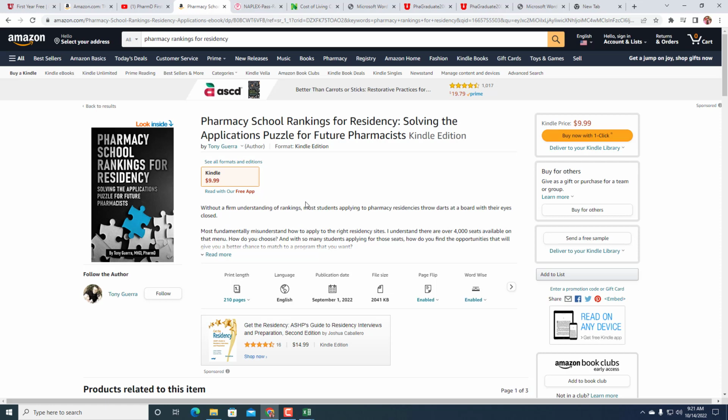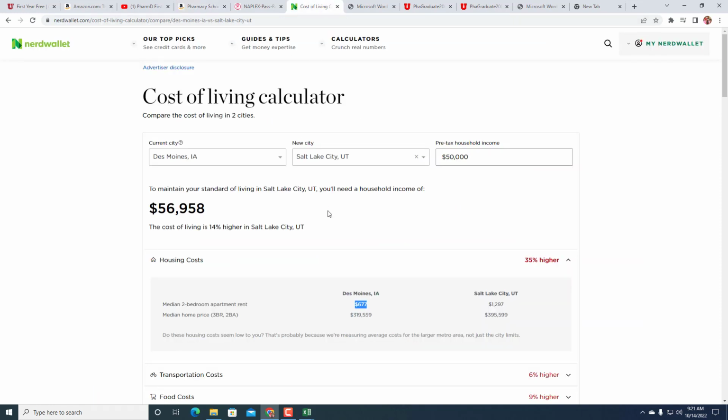But is it incredibly expensive to live there? So let's check the cost of living. What I like to do is use Des Moines because we're in the Midwest, and then we'll use New York. If you are in Des Moines and you move to Salt Lake City, you would have to make about $6,000 more a year if you made $50,000. The median two-bedroom apartment rent in Des Moines is really cheap, under $700. In Salt Lake City, it's about $1,200 or $1,300. So a little bit more when you're talking about rents. But overall, a relatively reasonable cost of living. Obviously, Salt Lake's a really nice city to live in.